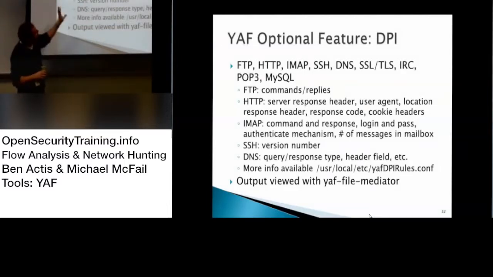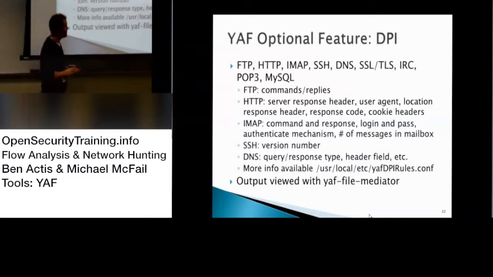So this is the kind of general info you get. It's not complete. If you want to see more, check out the links or the man page. For FTP, you're going to get your commands and reply information. HTTP, all the info seen there. Note that you get the user agent string, location, response header, response code, and any cookie headers, which could be useful. For email, IMAP, command and response, number of messages, you'll see the login and password. SSH only gets you the version number, so I don't know how useful that is. Maybe someone's using a non-standard SSH client or something. DNS, query response information, header fields.